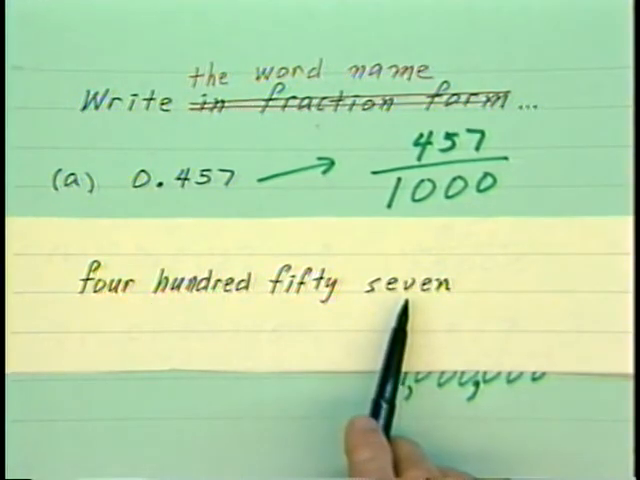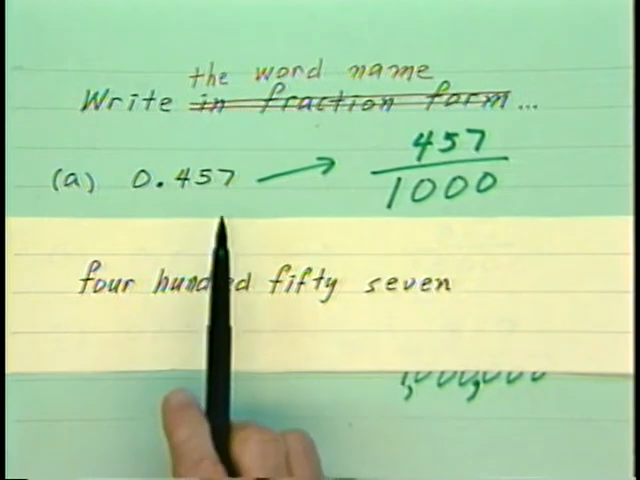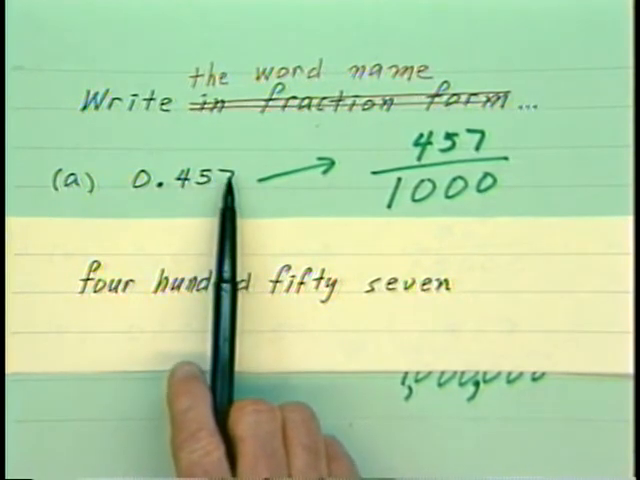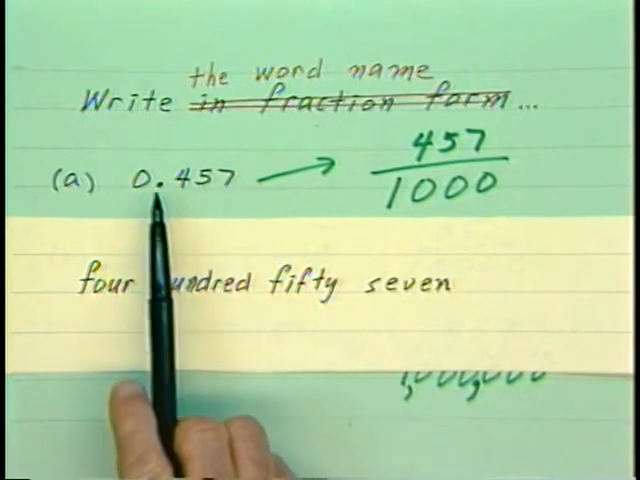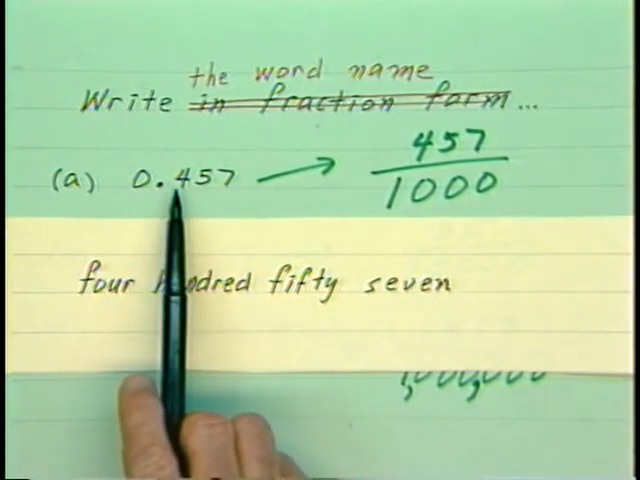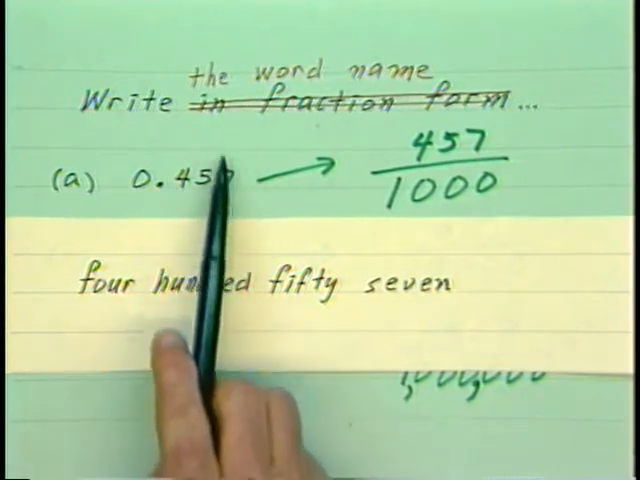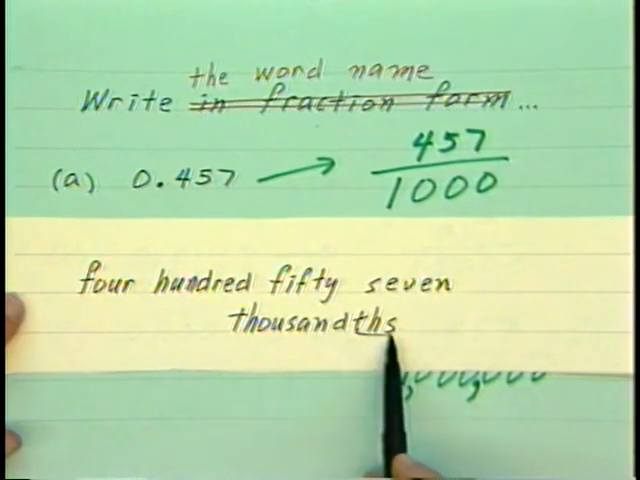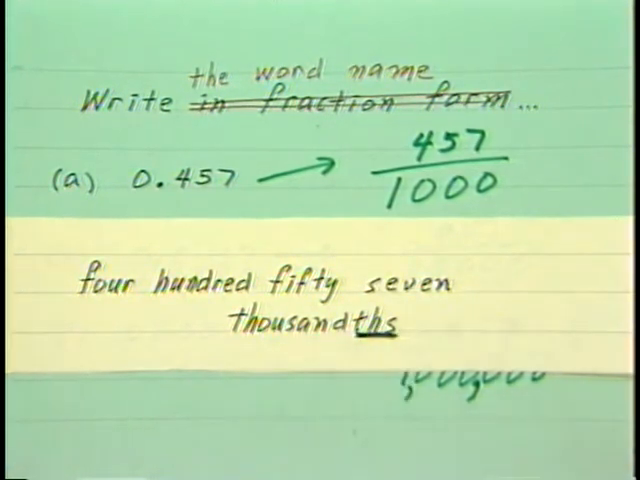457. And then we name the place of the rightmost digit. So this rightmost digit, the 7, is in the tenths, hundredths, thousandths place. So this 457 has its right end sitting in the thousandth place. And notice that the TH is what tells me I'm in the fractions place rather than the whole numbers place.